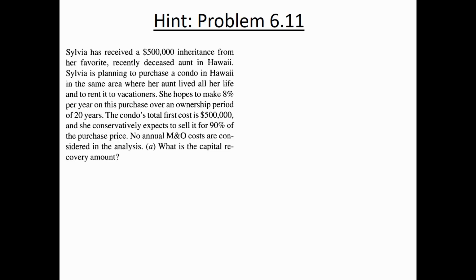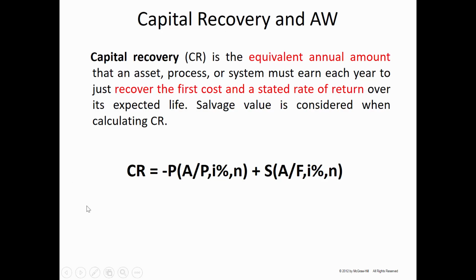And it's asking, what is the capital recovery? So it's saying, convert that cash flow diagram to an equivalent annual amount. A equals what? And she wants to make 8% per year, so I equals 0.08. So what you need to do is find the 8% factor. N equals 20.